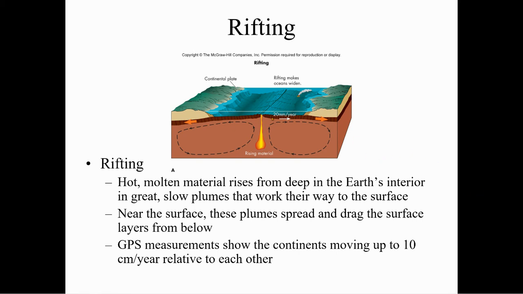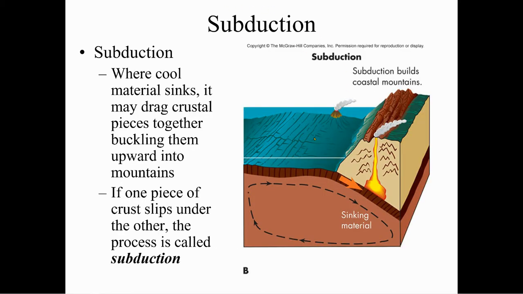So now, where this rifting is occurring and it's pushing this seafloor into the continents, I get what's called subduction. The seafloor is less dense, the land is less dense, so the seafloor will sink underneath. It's pulled under. Okay, subduction, where cool material sinks, it may drag crustal pieces together, buckling them upward into mountains. And you can see on the coast of the United States, we have mountains.